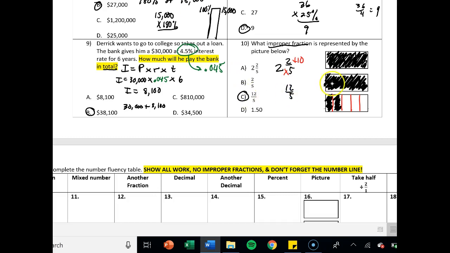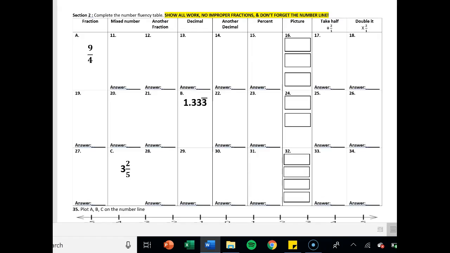Or I could go back in here and just divide these up into fifths, right? Fifths, 1, 2, 3, 4, 1, 2, 3, 4. Now I got 5 pieces, right? So I got 1, 2, 3, 4, 5, 6, 7, 8, 9, 10, 11, 12 fifths. Hence why I have 12 over 5. All right. We go to the back side.